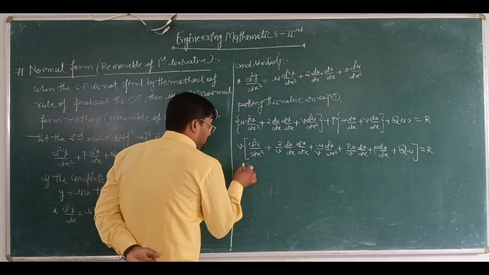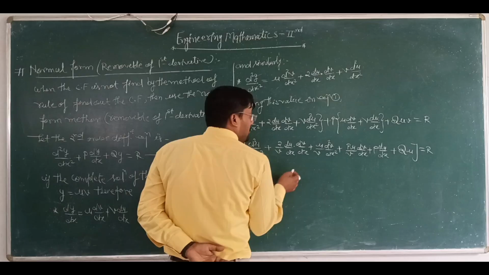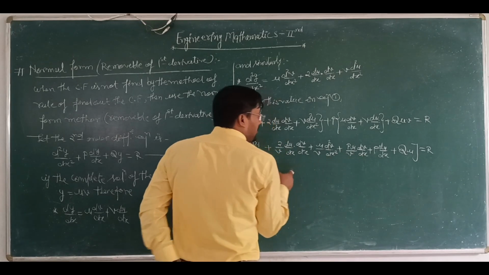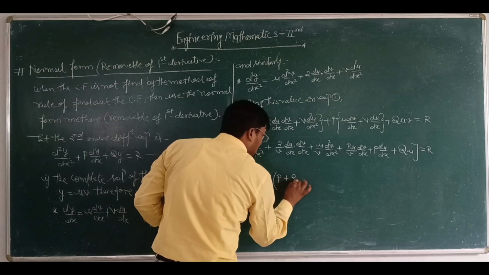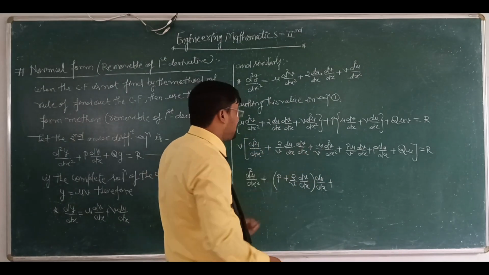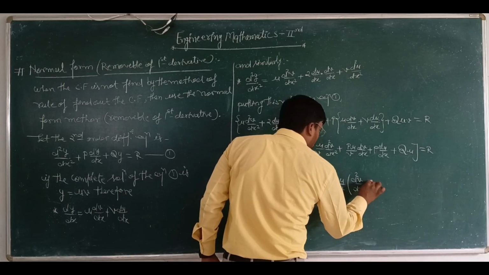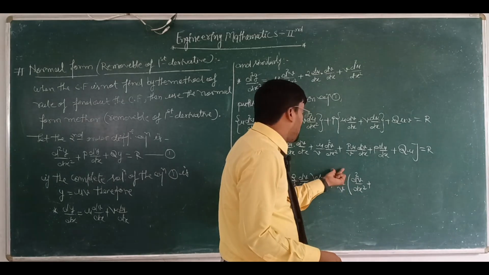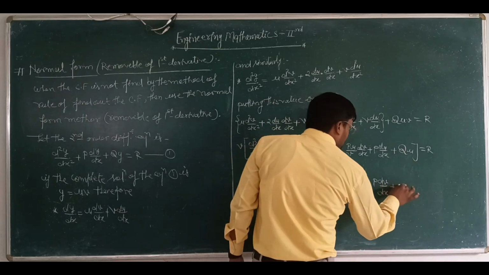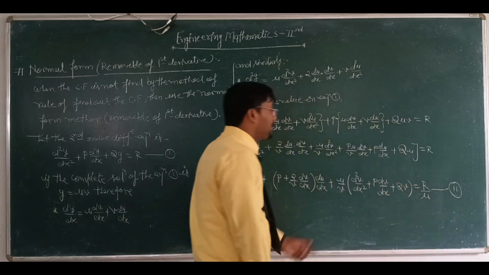Now you can write d2u of dx2 plus, if du of dx is common, you can write p plus 2 by v dv of dx, common is this du of dx, plus remaining is u by v, you can write d2v of dx2 plus p dv of dx plus qv is equal to r by u. This is equation number second.